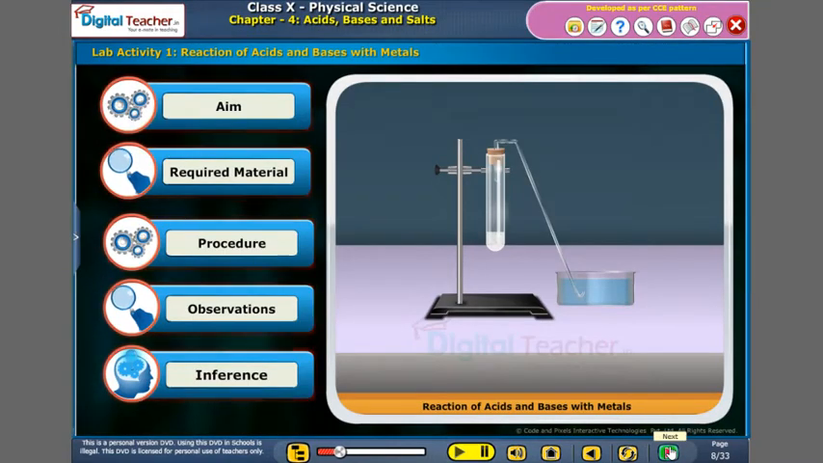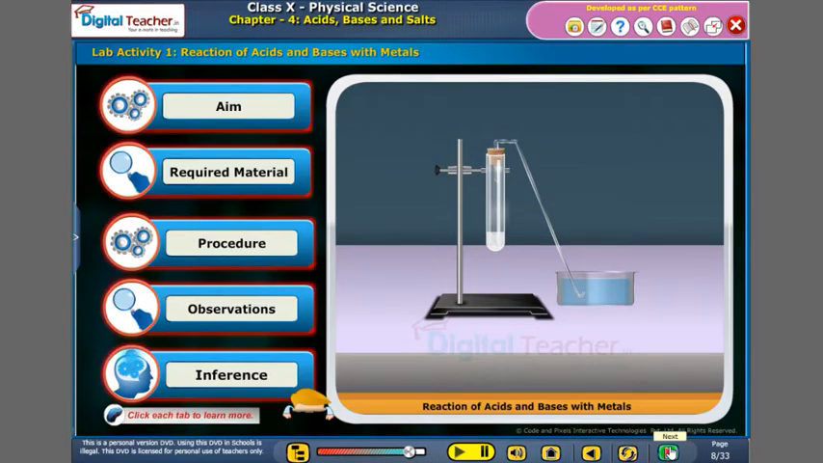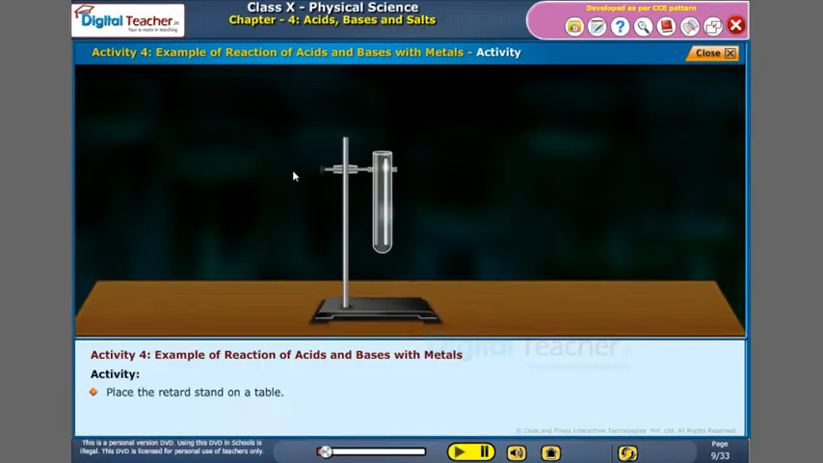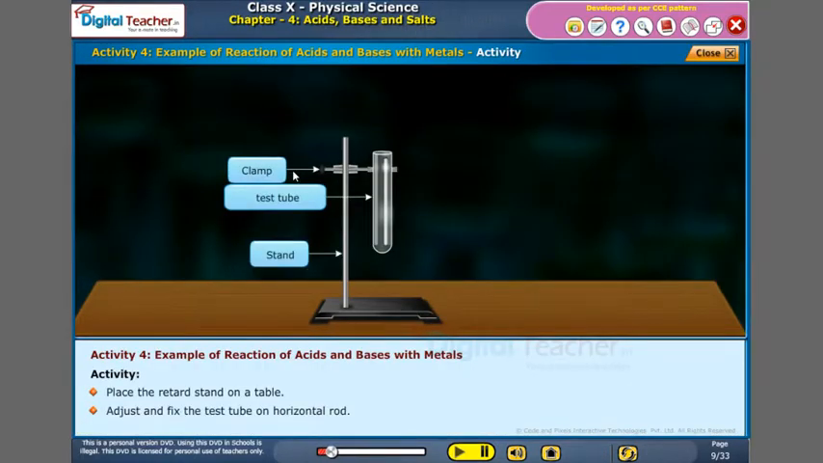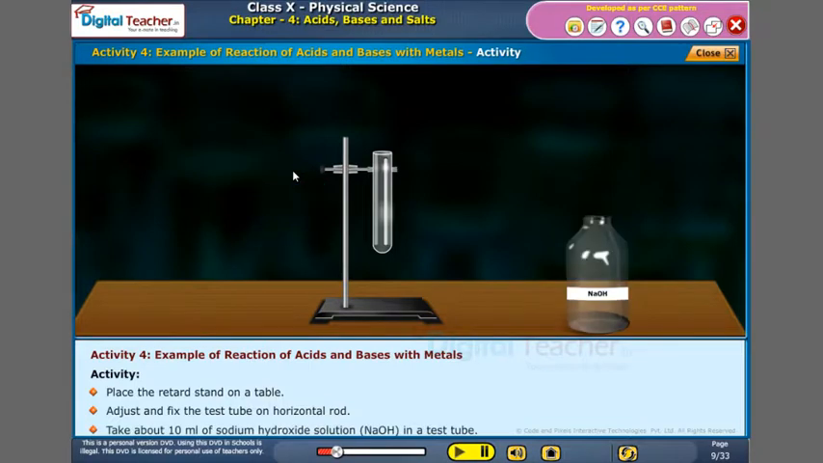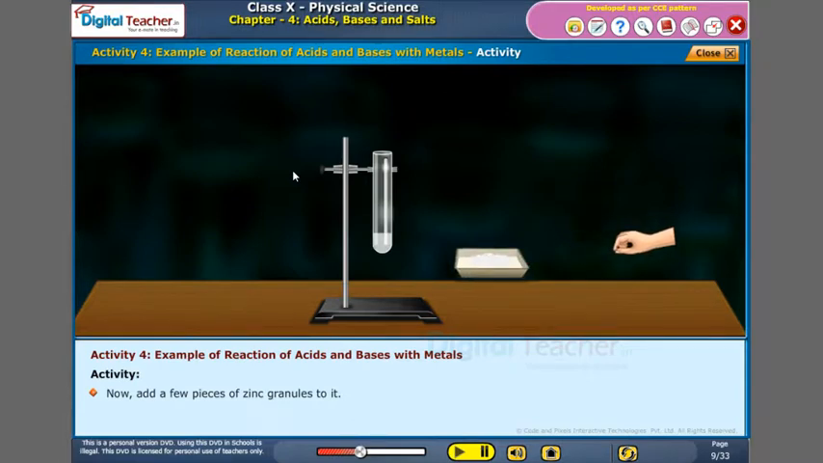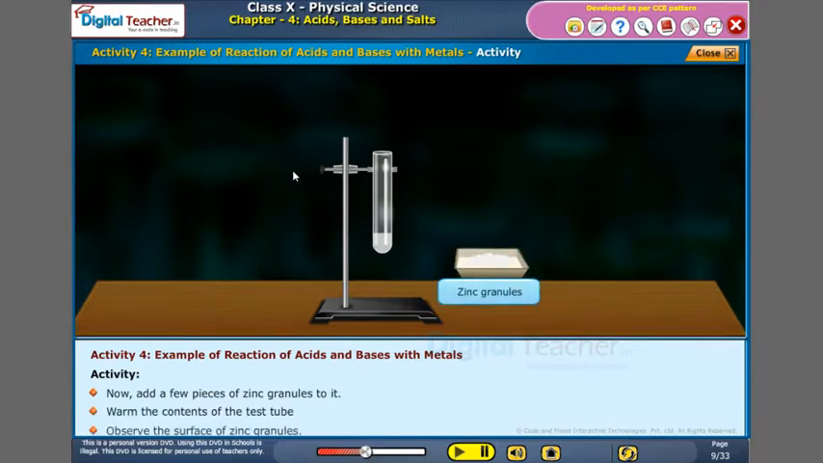The aim of this activity is to study the reaction of acids and bases with metals. Click each tab to learn more. Here, let us perform an activity example of reaction. Place the retort stand on a table. Adjust and fix the test tube on the horizontal rod. Take about 10 ml of sodium hydroxide solution, NaOH, in a test tube. Now, add a few pieces of zinc granules to it. Warm the contents of the test tube. Observe the surface of zinc granules.